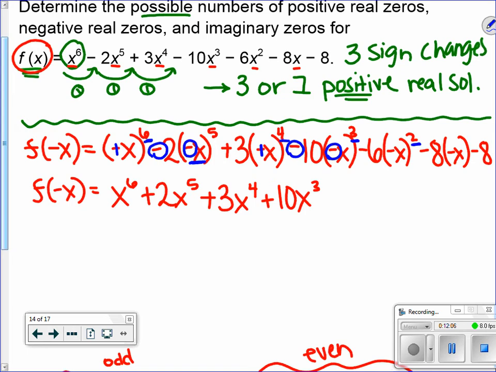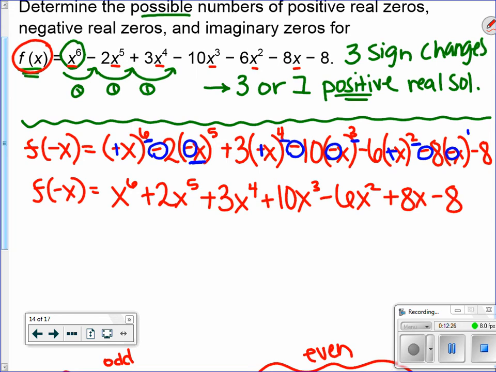Even exponent, so ignore that. So minus 6x squared. And then obviously negative 8 times negative x is positive 8x, because that was to the first power, which is odd. So you have to take a negative times a negative. And then we've got minus 8.